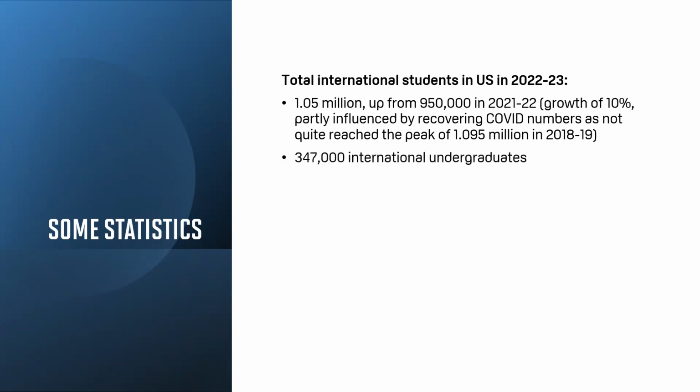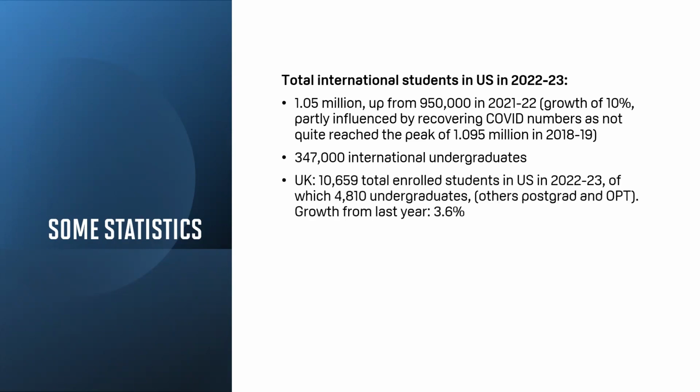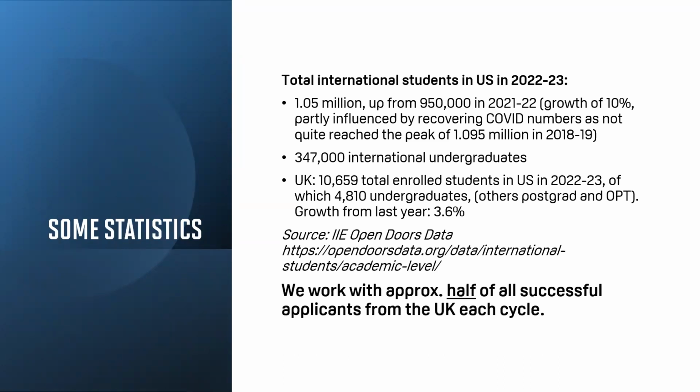And of those, 347,000 are international undergraduates. And from the UK, there are around 10,500 total enrolled students in the US, of which around 4,800 are undergraduates. Others are postgraduates and something called optional practical training. And the growth from last year was significant, 3.6%. And this data is pulled from the IIE Open Doors.